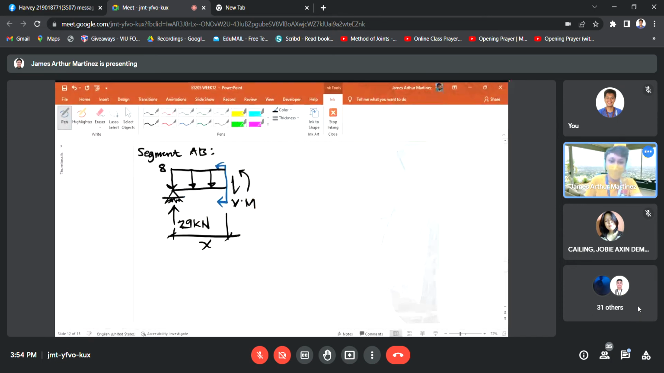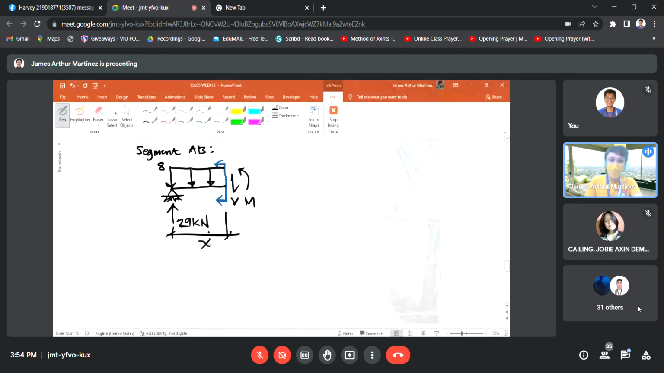Sige. So, now we have this free body diagram of our cutted section or cutted plane. So we are now to create or solve for the equations of V and M. So by the way, represent na ang internal shear as V and ang internal moment as M. Sige, so how do we solve for this? So of course, we will just apply the equations of equilibrium. So summation of forces on y-axis equal to 0, taking upward direction as positive. So upward si 29 kilonewton, so positive.